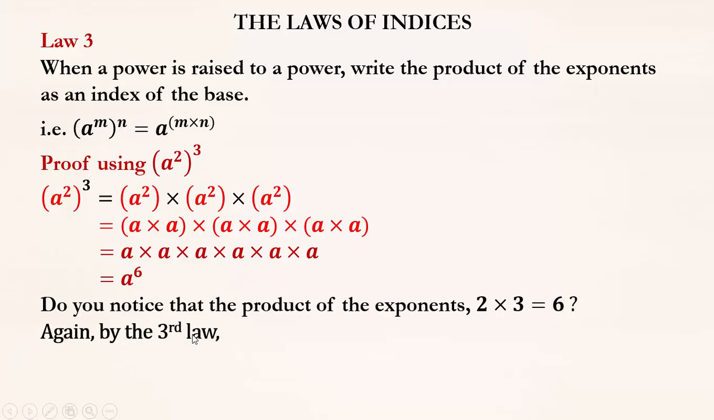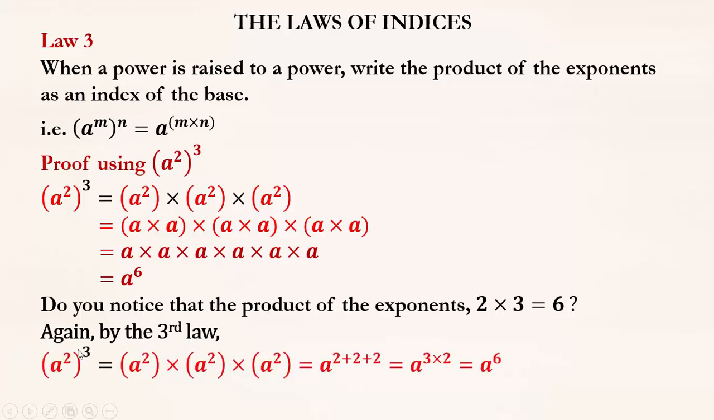Again, by the first law, a squared all to the power 3 also gives us a squared times a squared times a squared. And by the first law, what do we do? We add the powers, or we add the exponents. And that's the same as multiplying 3 by 2. After all, repeated addition is multiplication, and that would give us the answer a to the power 6.